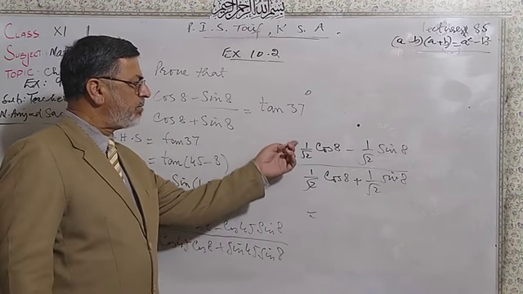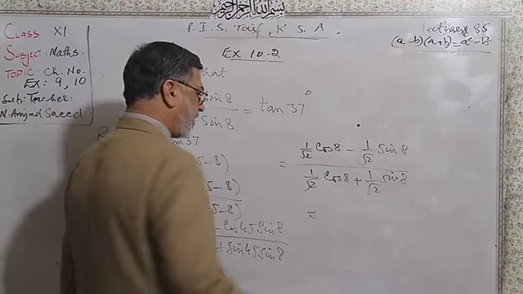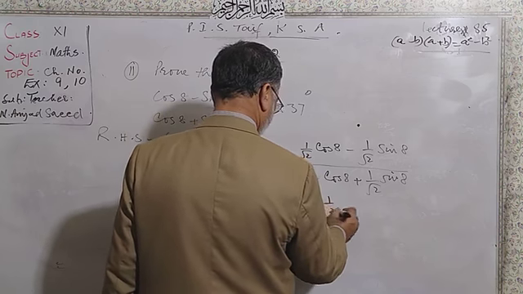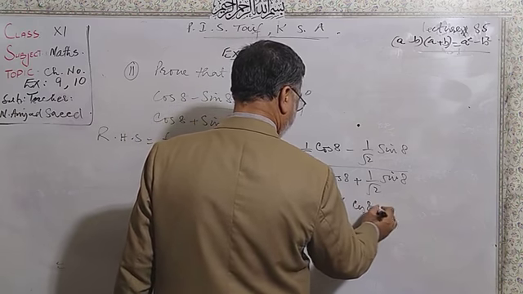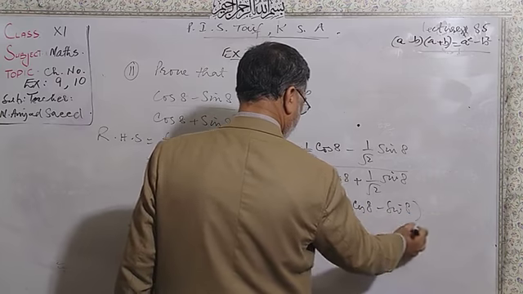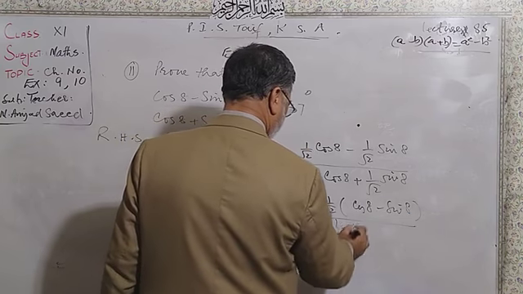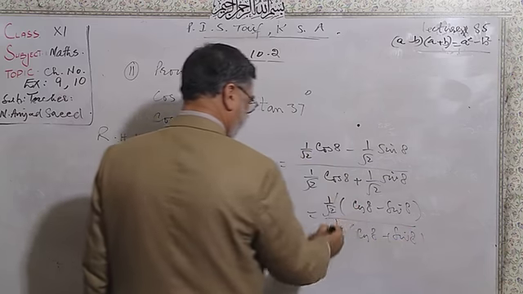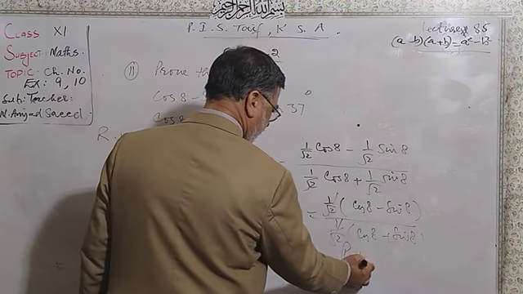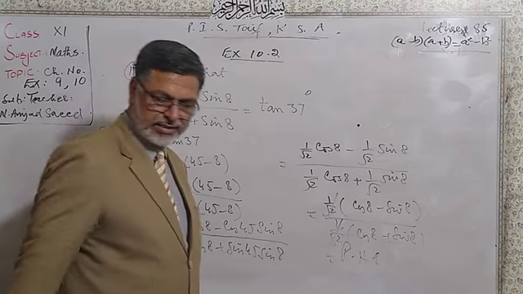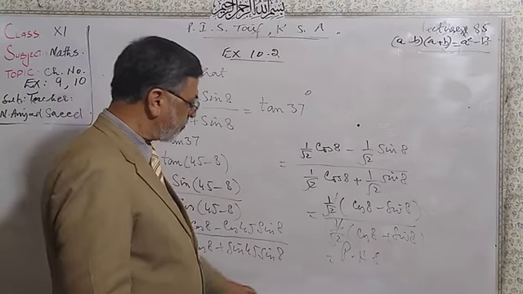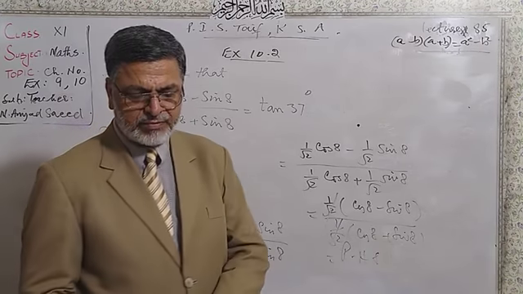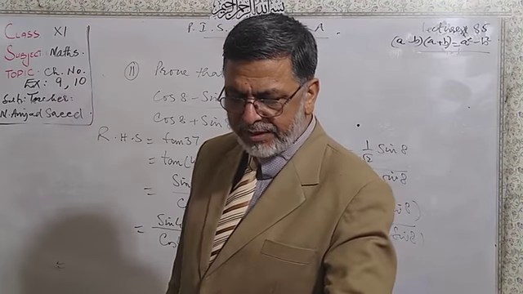Taking 1 over root 2 common from numerator and denominator and cancelling, cos 8 minus sin 8 divided by cos 8 plus sin 8. They are cancelled out and we are left with your right hand side. That's your answer. Dear students, that was your question number 11.